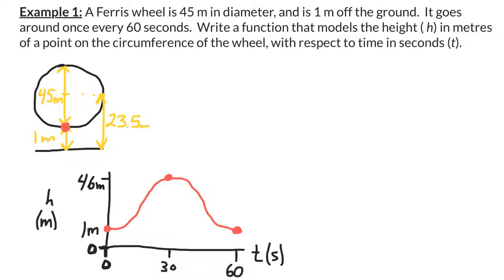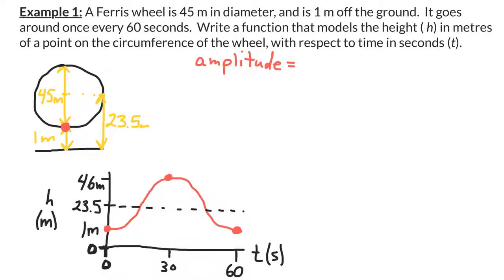Now remember, my central axis is halfway between my minimum point and my maximum point. So that would bring me to right here on the Ferris wheel. So that central axis is 23.5 meters above the ground. That would be here on my graph. So now I have enough information to come up with an equation to model this motion.